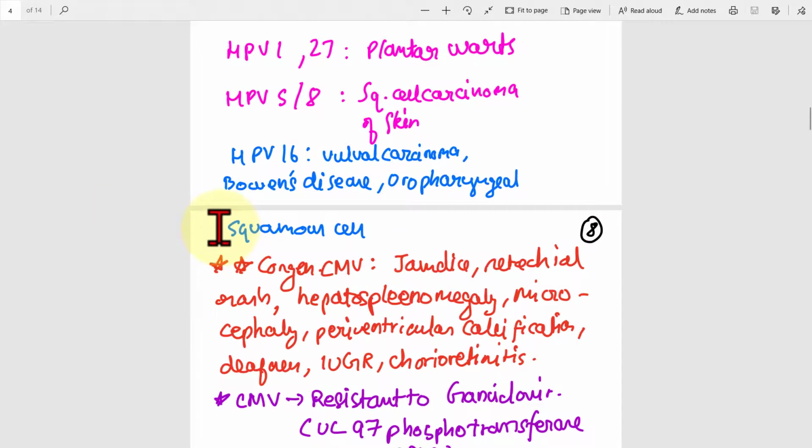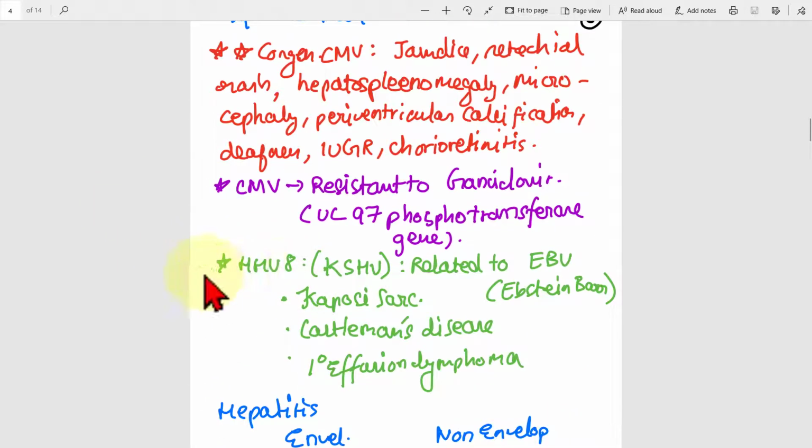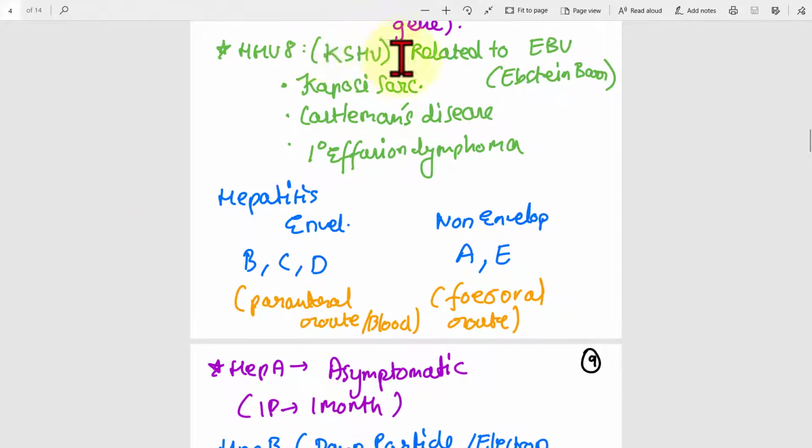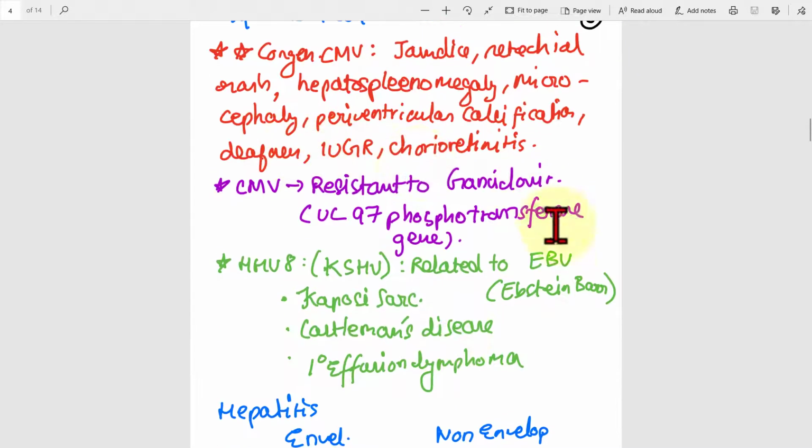Now moving on to HHV8, also known as KSHV, nothing but Kaposi sarcoma related. So it is also related to EBV, that is Epstein-Barr, and it also leads to Castleman disease, and it leads to primary effusion lymphoma.